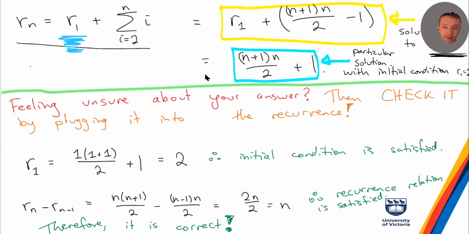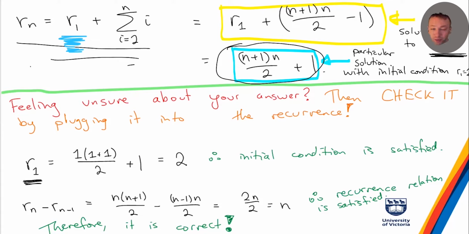So I got this kind of final answer here. If I want to check it, I just have to check the initial condition and I have to check the recurrence relation and see that they both hold. To check the initial condition, I just look at R1, which means I just plug in n equals 1. You'll see it's equal to 1 times 2 over 2 plus 1, which is 2. And remember we said R1 is 2, so this checks the boxes.